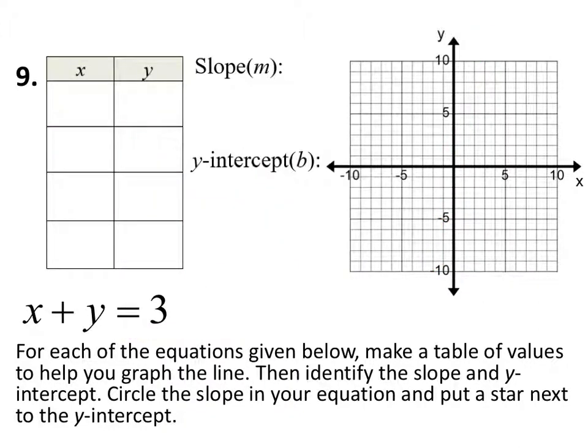Number 9. Same idea. We want the table filled and the graph completed, and then identify the slope and y-intercept. And then in the equation we'll circle the slope and put a star next to the y-intercept. Take 1 minute to do that with your neighbor.